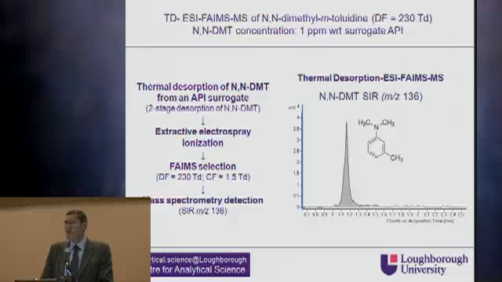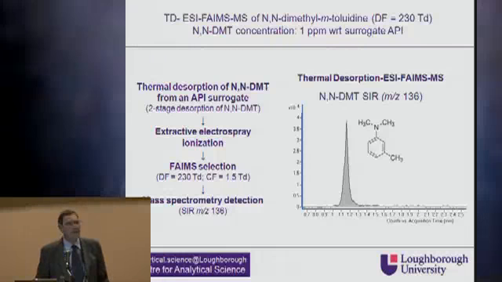We've now got those in the vapor phase, so we need to ionize them. We do that by a technique called extractive electrospray, where the vapor of the dimethyltoluidine, in this case, picks up a proton from an electrospray to ionize itself in an electrospray source of the mass spectrometer. It's now ionized, it's protonated. We can then carry out a FAIMS selection at 1.5 Townsend and a dispersion field of 230 Townsend, which is going to selectively transmit the N,N-dimethyltoluidine, and we detect it as an ion at M/Z 136 in our mass spectrometer.